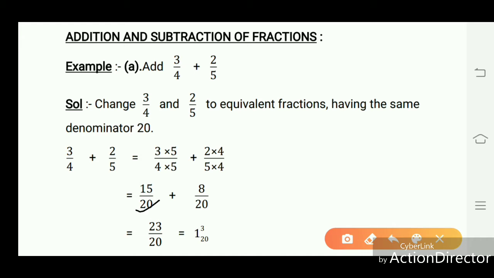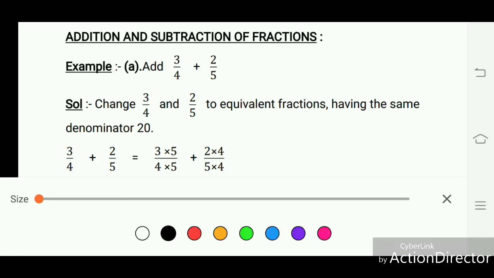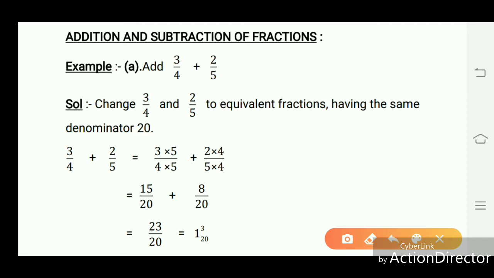15/20 plus 8/20. Now we get the same denominator, 20 and 20. Now we add these both numbers. We get 23/20. And we also write this number as a mixed fraction because it is an improper fraction. So we write this number as 1 whole 3/20.